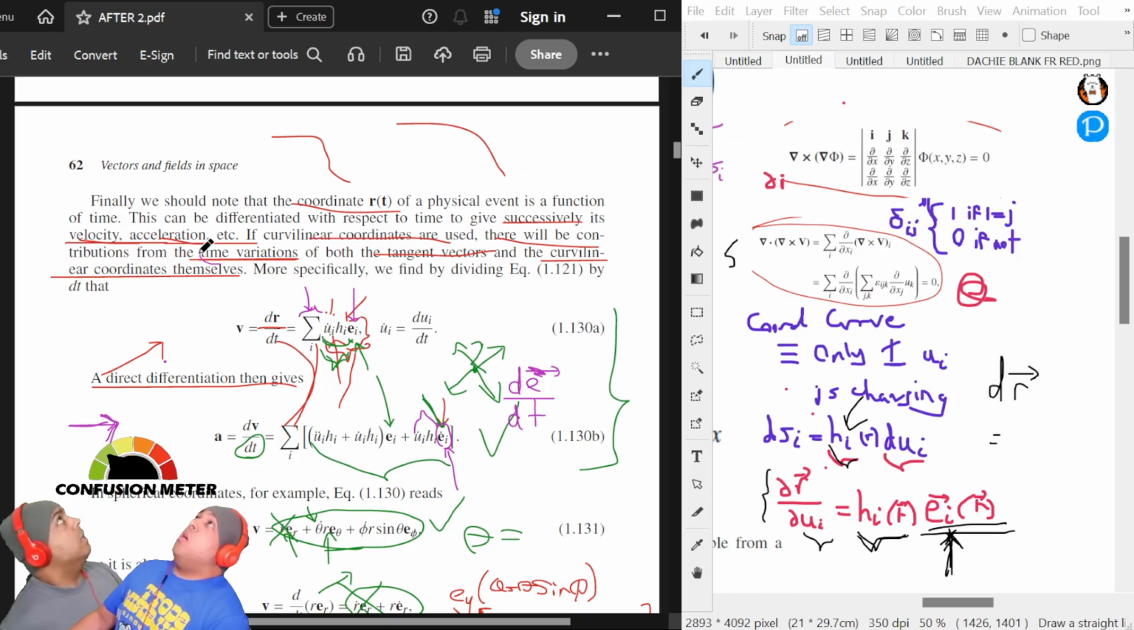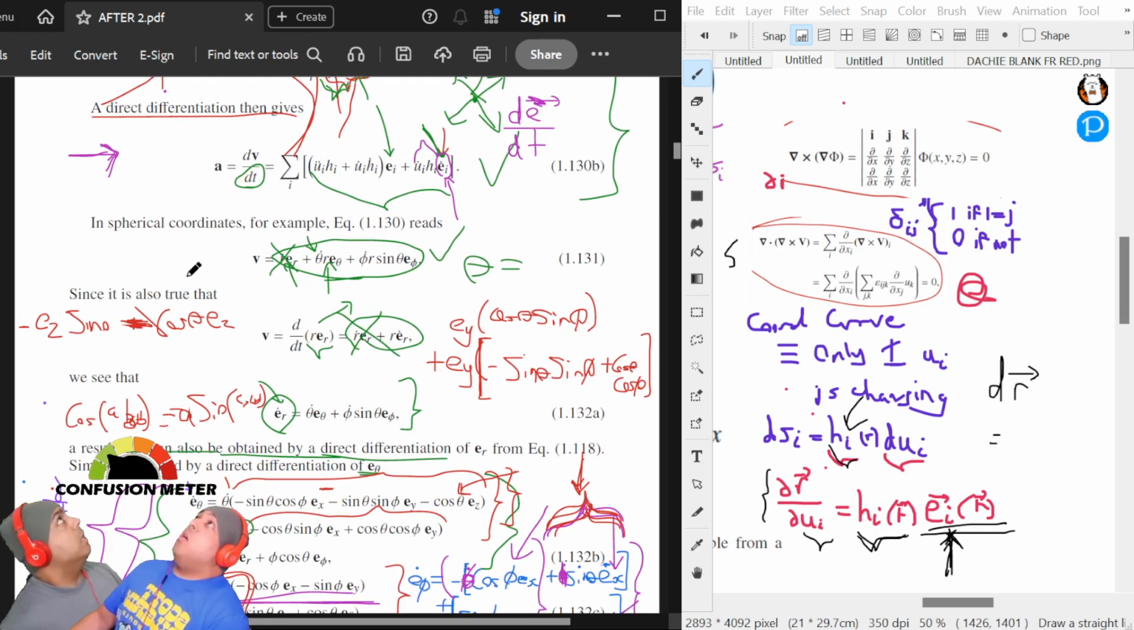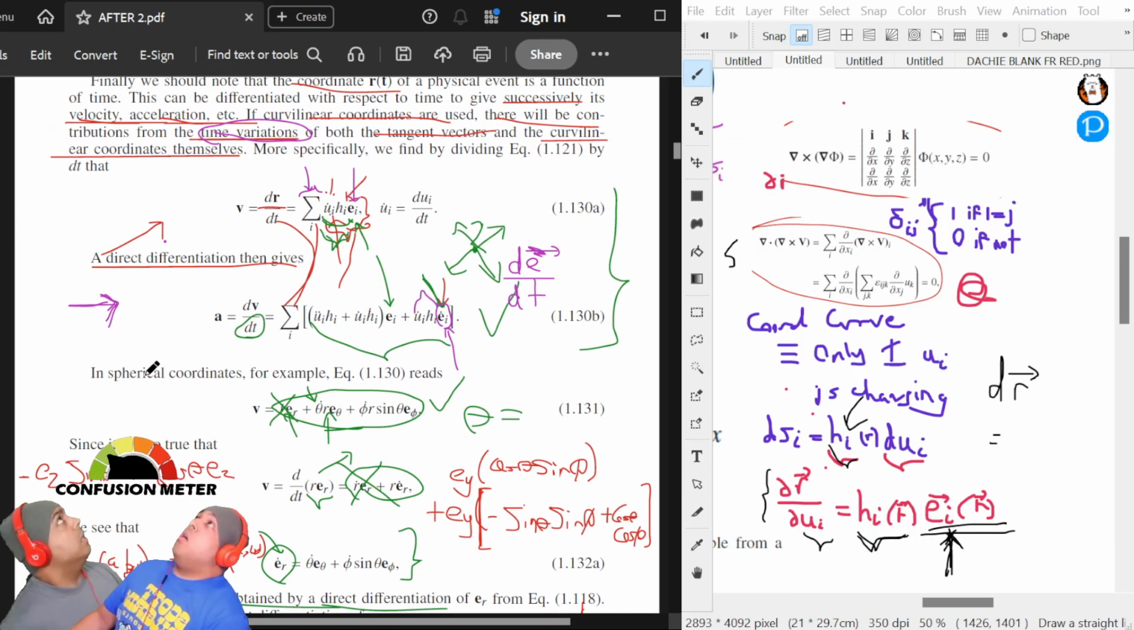There will be contributions from the time variations of both the tangent vectors and the curvilinear coordinates themselves. We'll move on. Velocity in spherical coordinates. Let me erase because I can't really see through this. So we're just applying this to spherical coordinates.